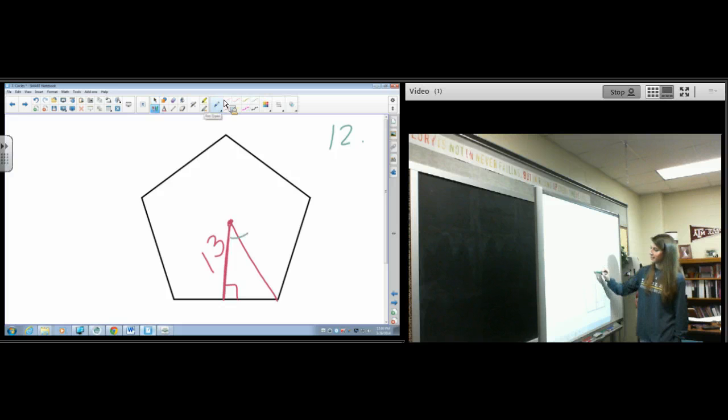360 divided by 10. That's nice. 36. 36-degree angle. Give you a hint, you're going to use 10 every single time, unless I give you a radius instead of an apothem. But when I give you an apothem, you're definitely going to use tan. Tan 36 equals opposite over adjacent.